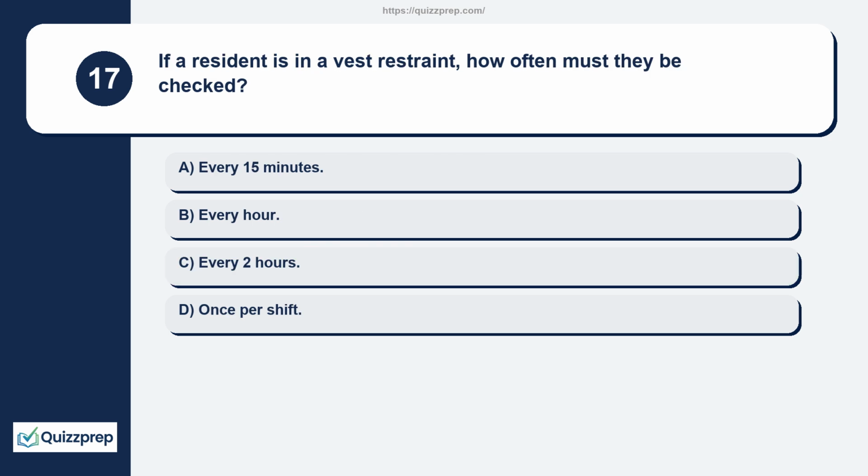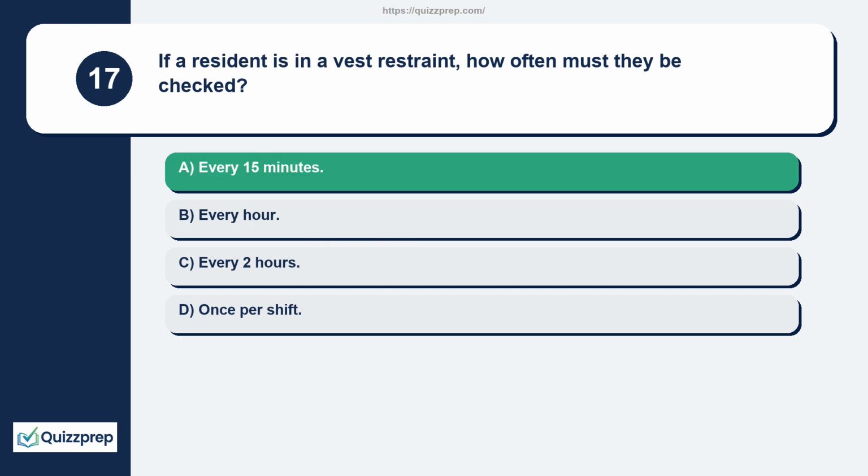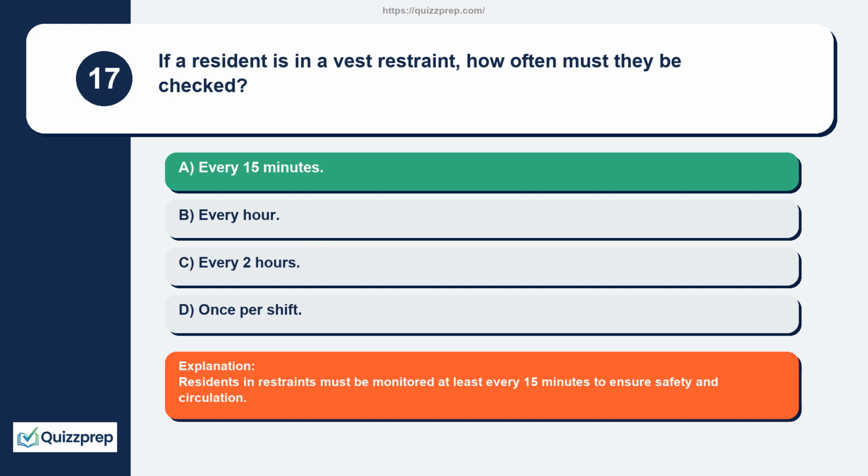Question 17. If a resident is in a vest restraint, how often must they be checked? Every 15 minutes. Every hour. Every 2 hours. Once per shift. Residents in restraints must be monitored at least every 15 minutes to ensure safety and circulation.